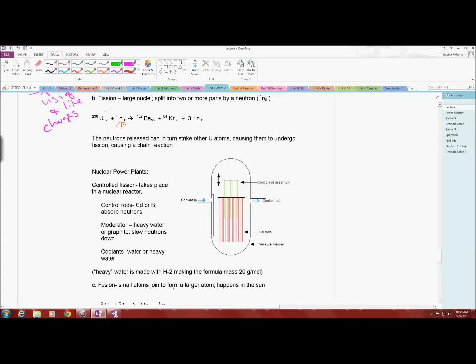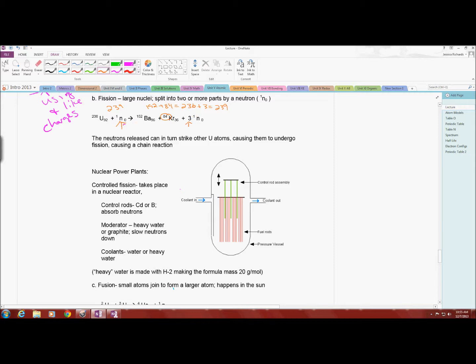If you're adding up the masses, please be very careful. So 238 and 1 is 239. On the right side, we have 152 plus 84, which gives us 236. And you have this neutron that has a mass of 1. But notice that there's 3 of them. So what we're really adding is 3 for the 3 neutrons to get our 239. So watch out for that, especially if what they want you to do is, say, fill in the mass of the krypton. You have to remember that there are 3 neutrons over here.